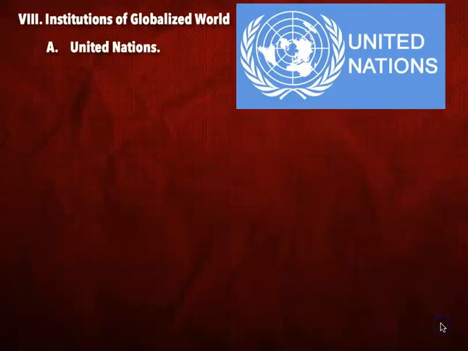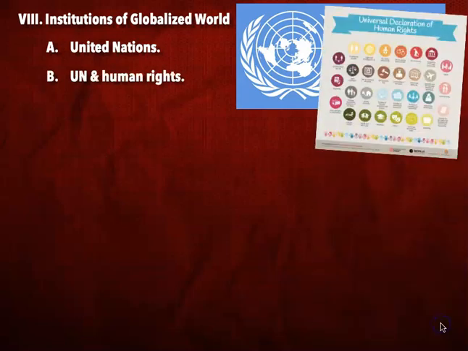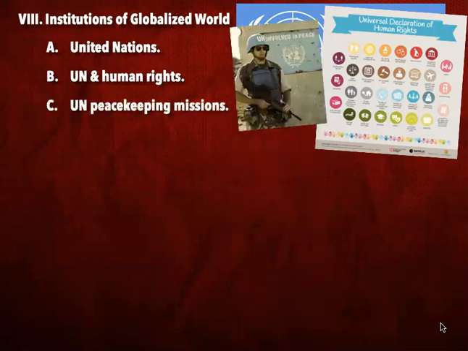All right, and then as we get down to the end of this, institutions of the globalized world. Well, we've already talked about the United Nations. That is going along strong. The United Nations plays a strong role in encouraging human rights. It was back in the 70s that the Universal Declaration of Human Rights was declared, a series of goals that we together are continuing to work on.